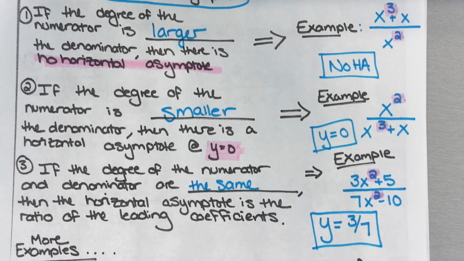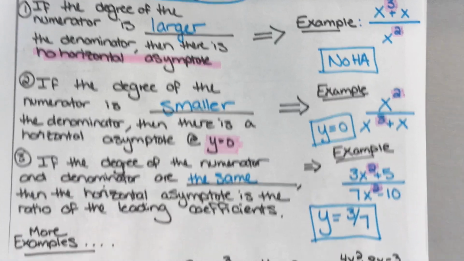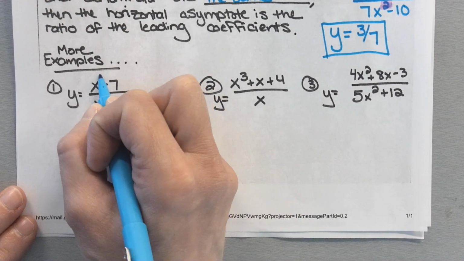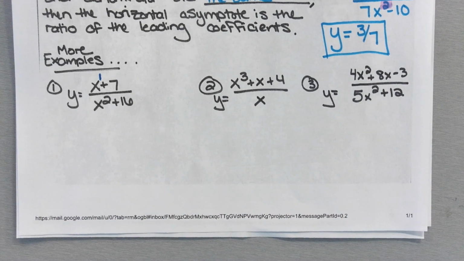Okay, so those are the three things that can happen. There's no mysterious fourth option. These are the only three things that can happen. So let's look at some examples and start there. You have to first diagnose what you've got. Look down here. Remember, if there's no exponent, it's degree 1. So look at problem 1. Is the degree of the numerator bigger?